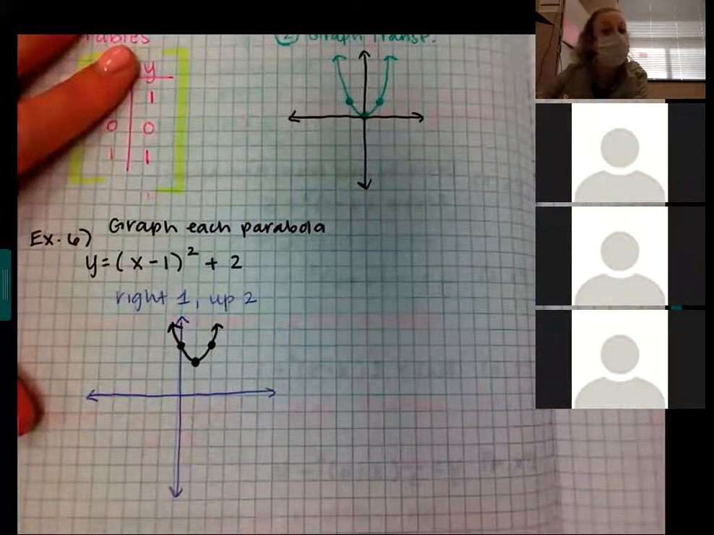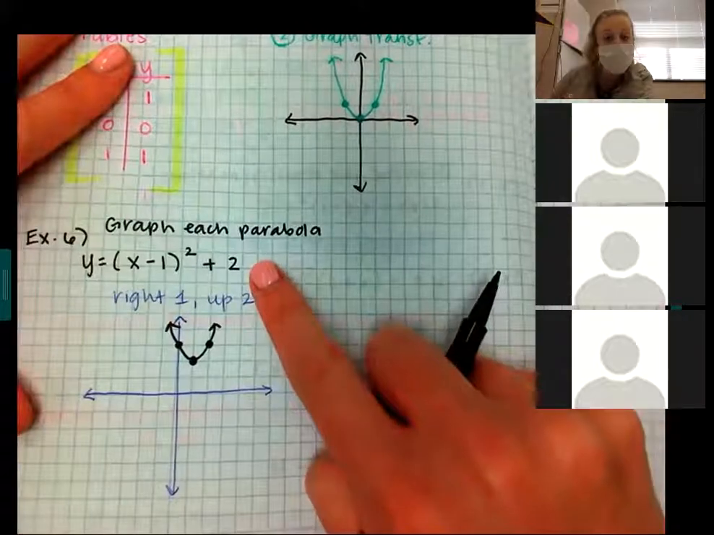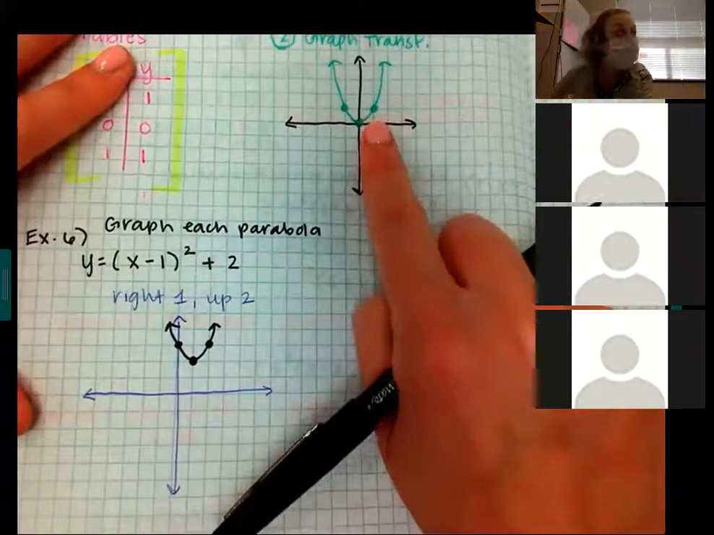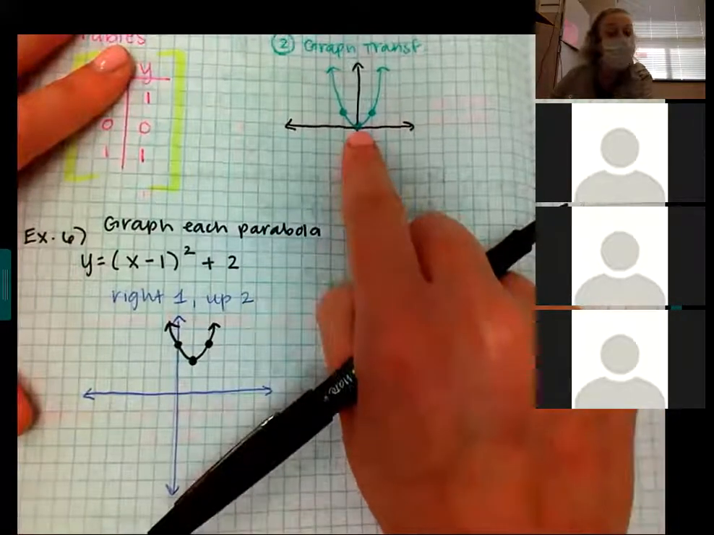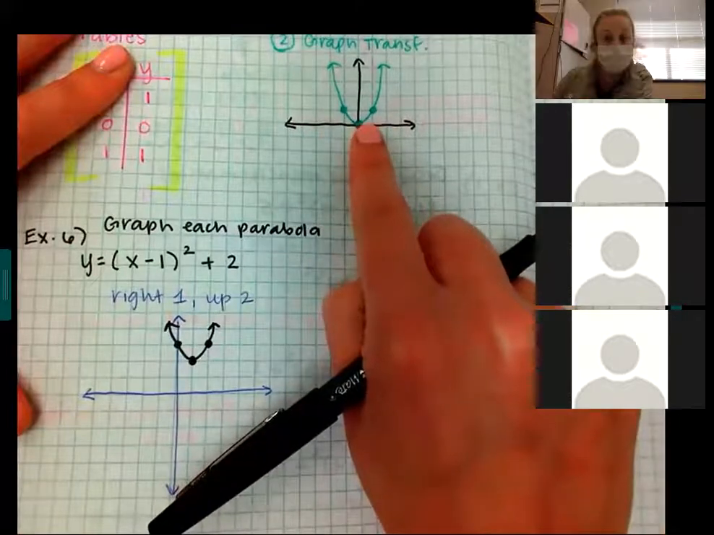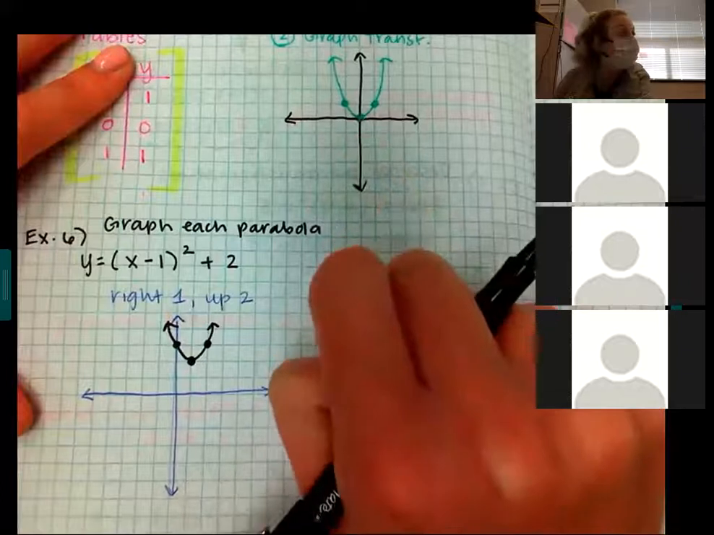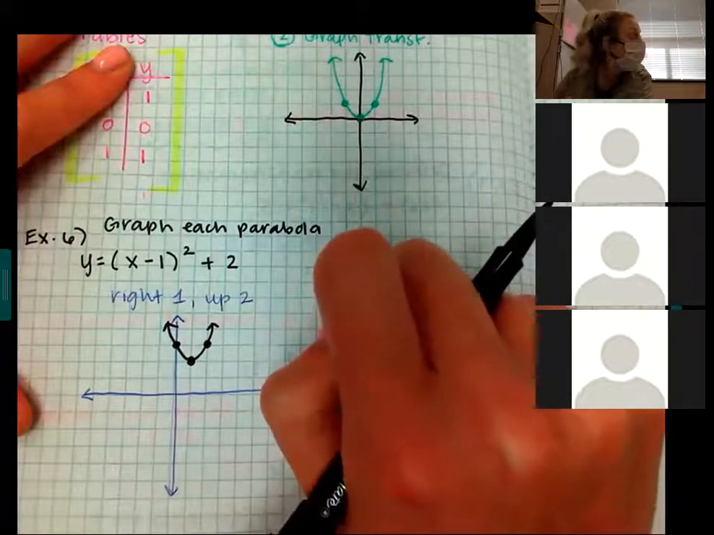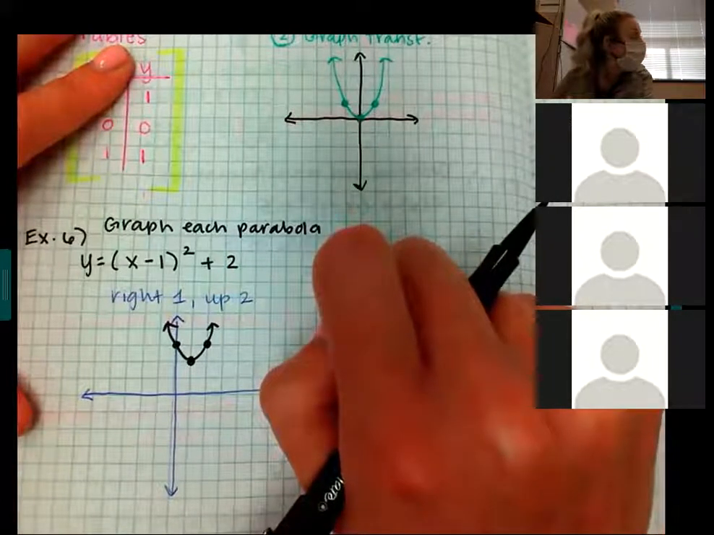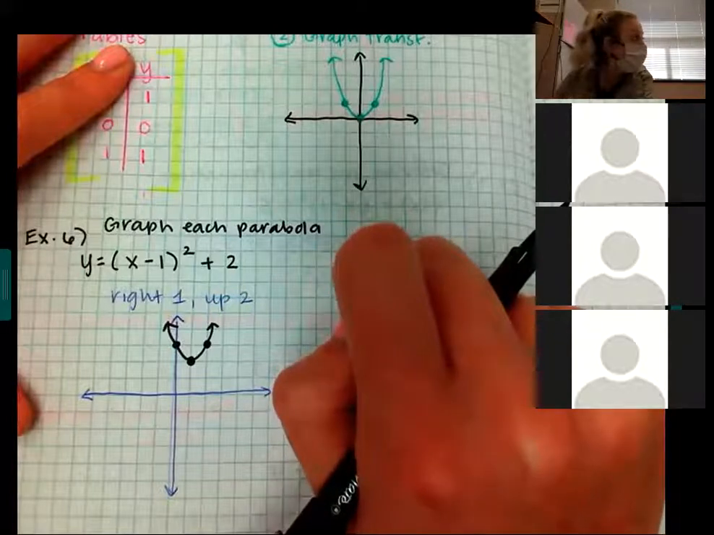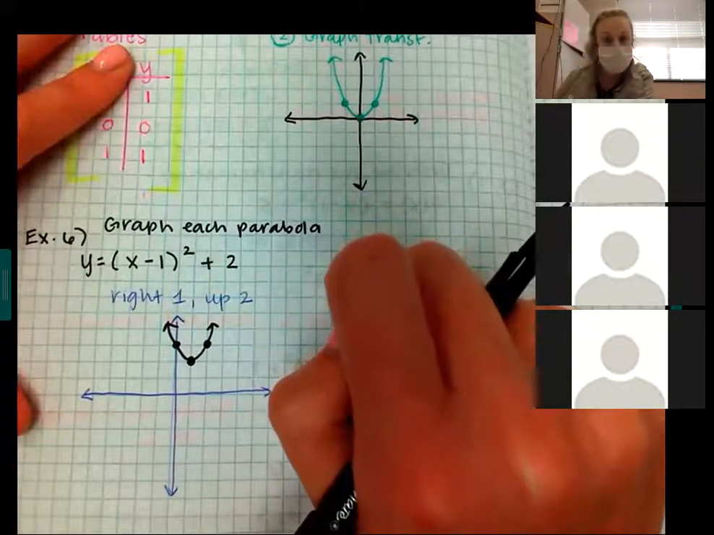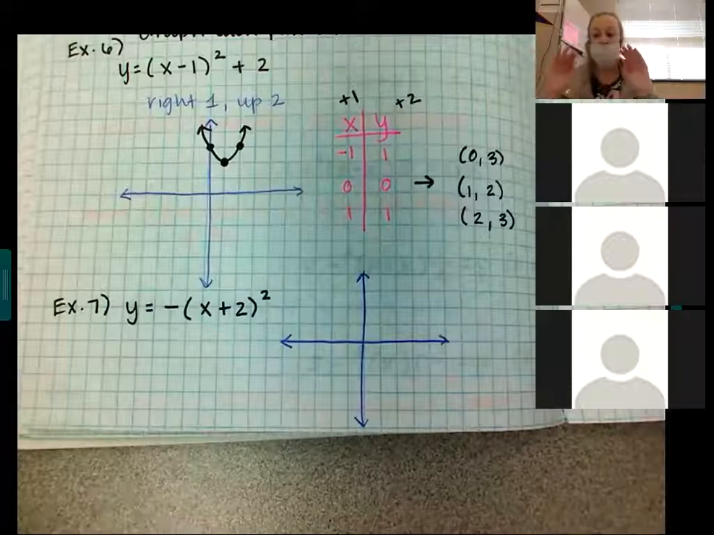Put your vertex at 1, 2, because this is vertex form. And then we're going to learn the patterns of this graph up here. You always get a point on the left and the right. And if there's no stretch or compression, it's just going to go up 1. Is everybody okay with that? Can I do one? So does everybody agree?